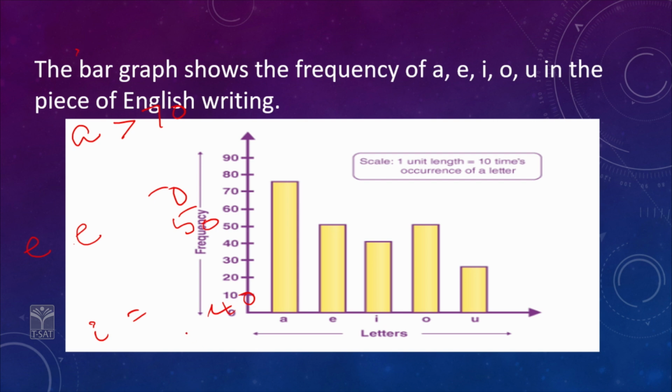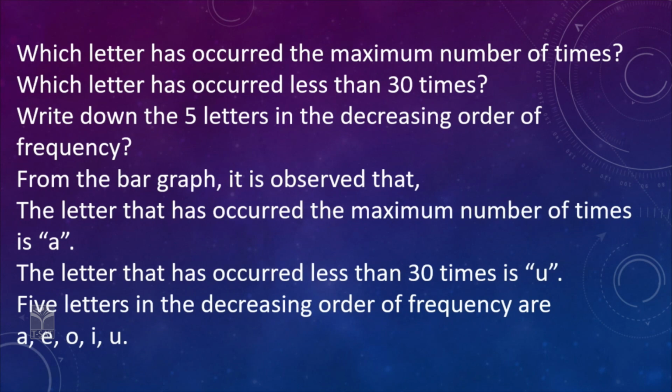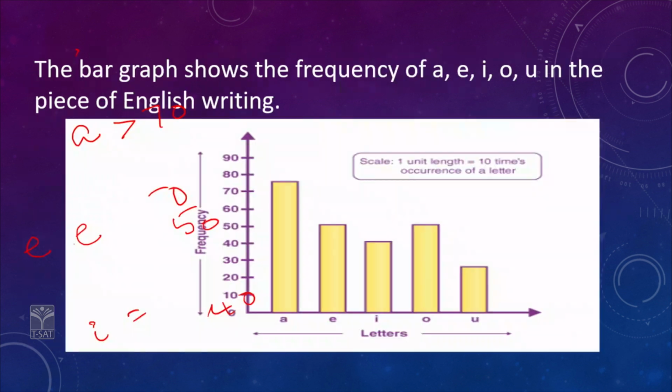Okay. So, the question given here is which letter occurs the maximum number of times. So, very clear. Observe, which has the maximum here? A has around more than 70, correct, and the remaining are lower. So, A occurs the maximum number of times. Okay.